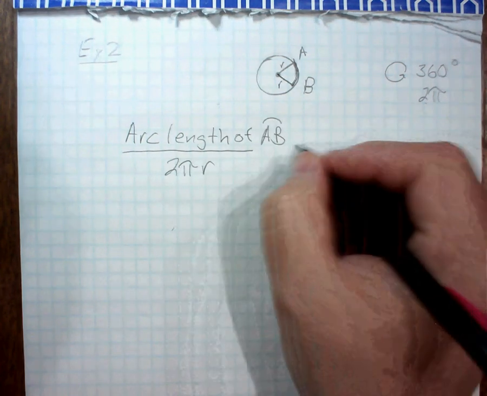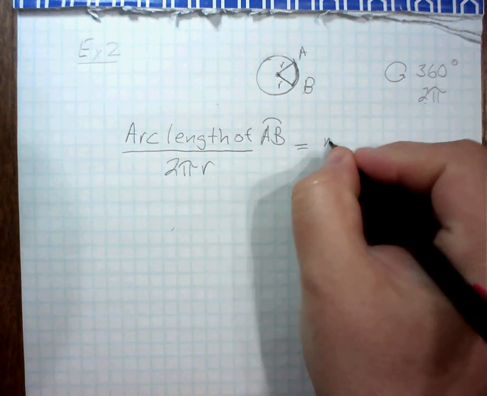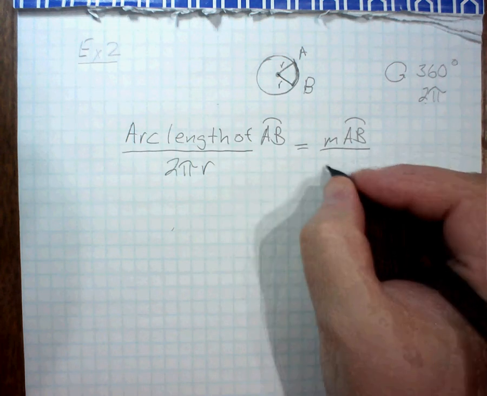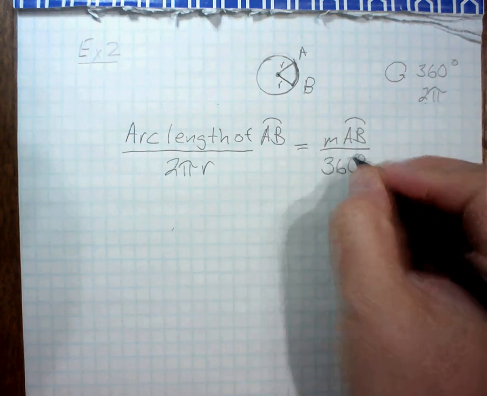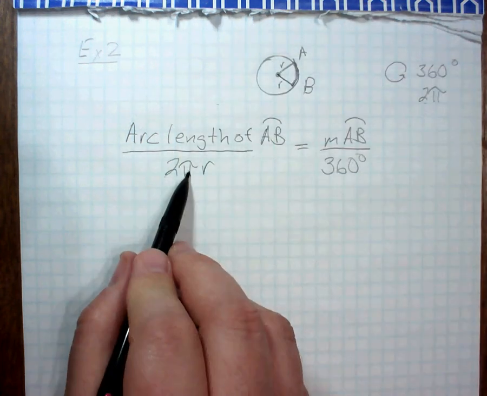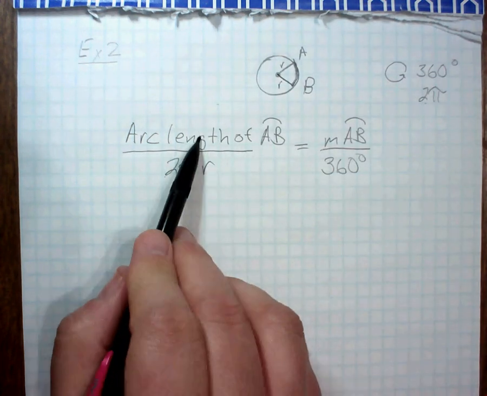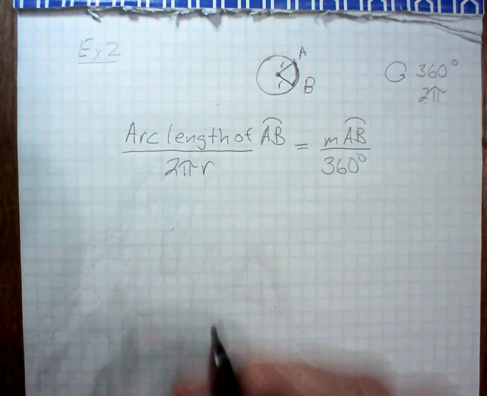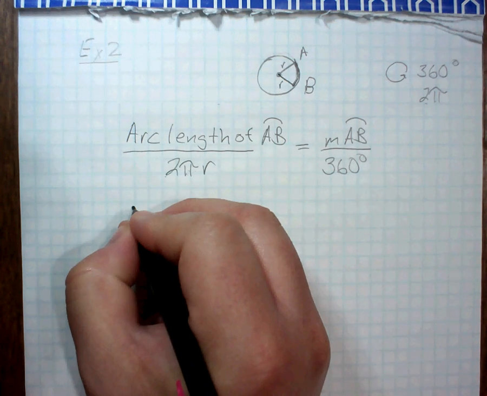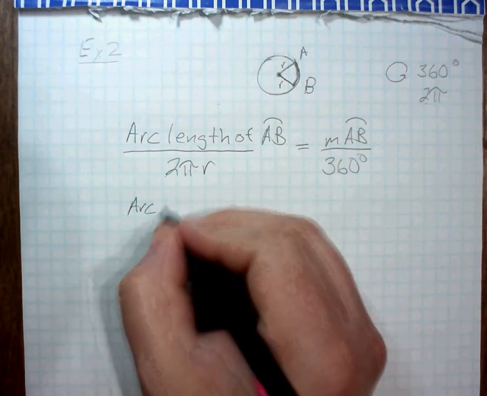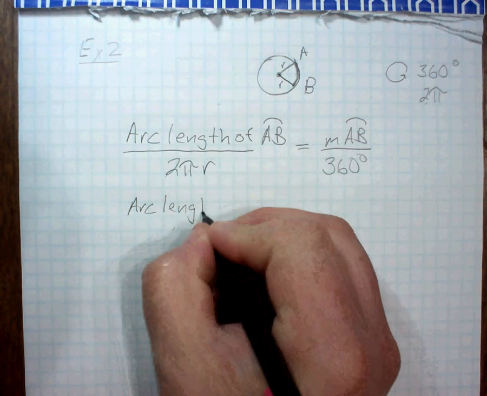So that would be equal to the measure of AB over 360 degrees. Because 2 pi is one full rotation. In other words, this is the circumference. So the portion of it is this over 360 degrees. Now, another way that you could look at that is that you could say the measure of the arc length, this probably doesn't make any sense. It will when we plug some numbers in.